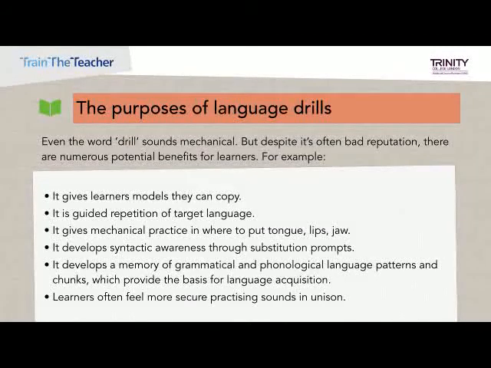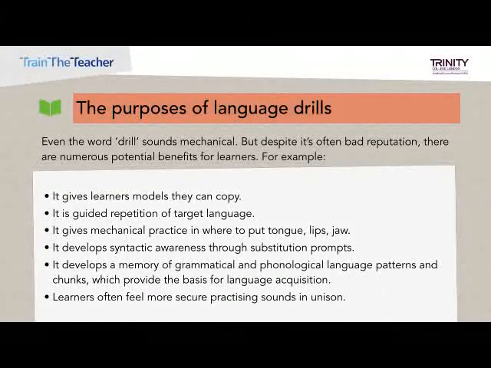The purposes of language drills. Even the word drill sounds mechanical, but despite its often bad reputation, there are numerous potential benefits if it's done well. For example, it gives learners a model they can copy. It's guided repetition of target language.